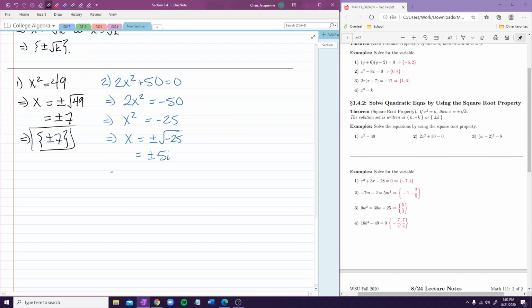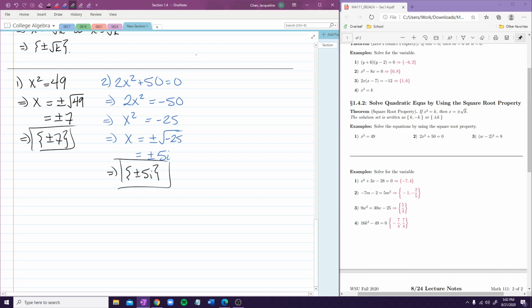So our solution set is plus or minus 5i. You can check it because we already established x squared. So 5i quantity squared is negative 25. Negative 25 times 2 is negative 50. Negative 50 plus 50 is 0.